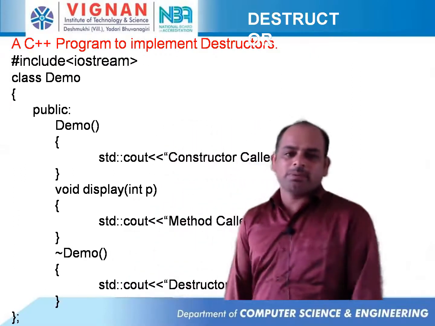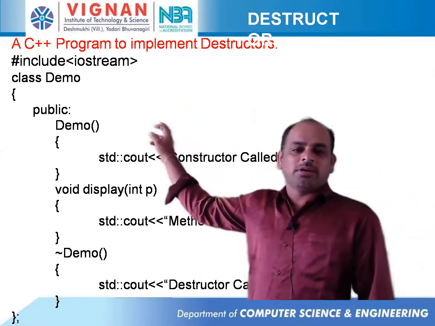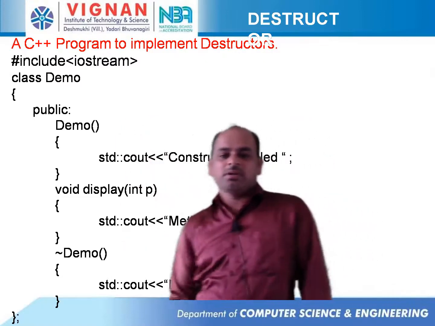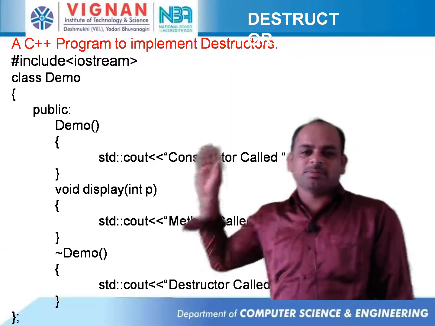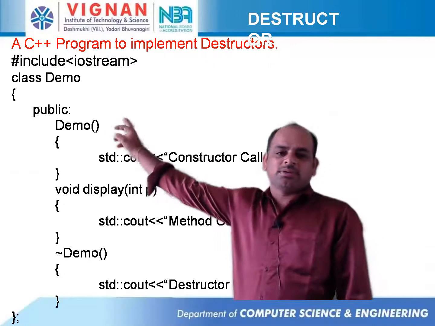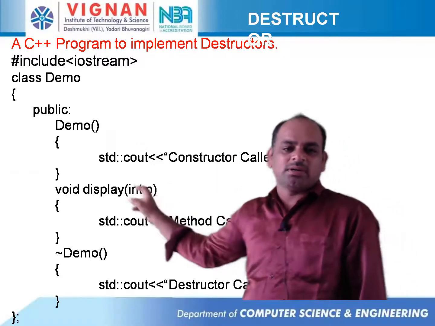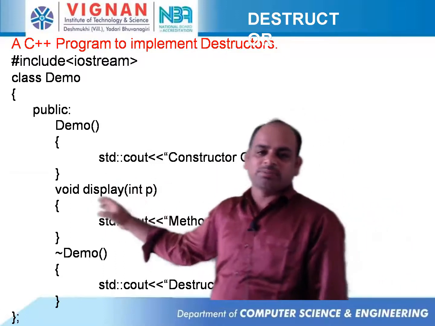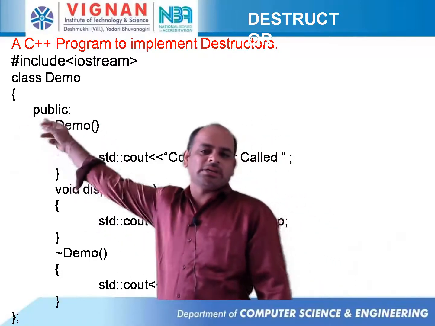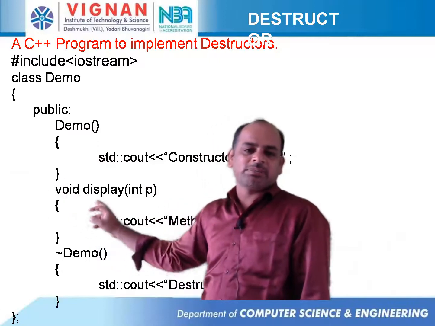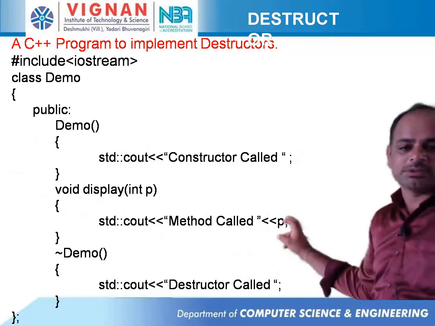So you can see one example program which demonstrates the destructor. Class demo and public demo. This program demonstrates how to use the destructor. Here it is a constructor, the default constructor, which will display the message "constructor is called", and it is a member function. You can observe the difference between the constructor and the destructor member function. Here it is not having any return type, but this member function has a return type, and the display function has one parameter.